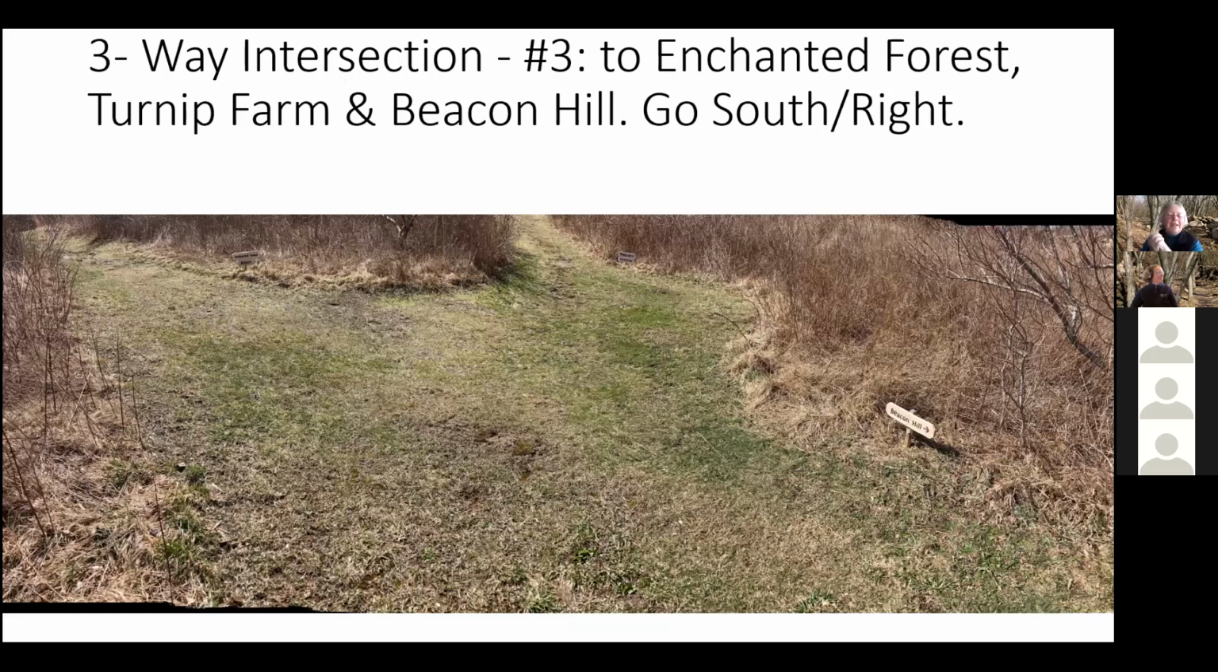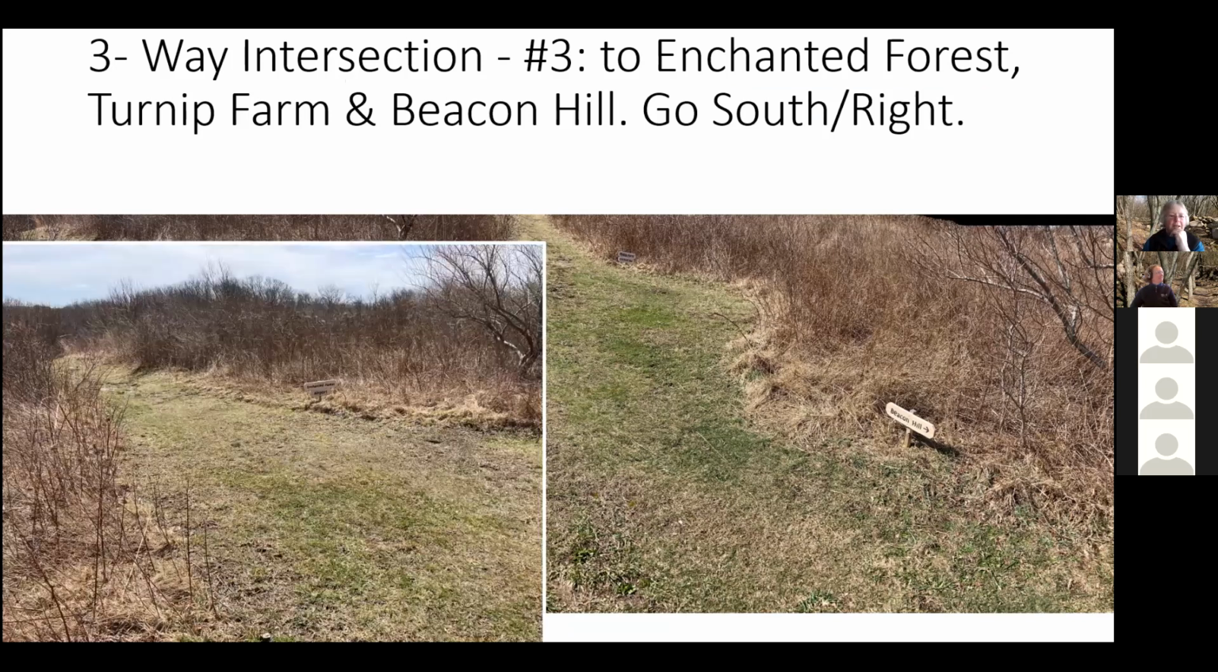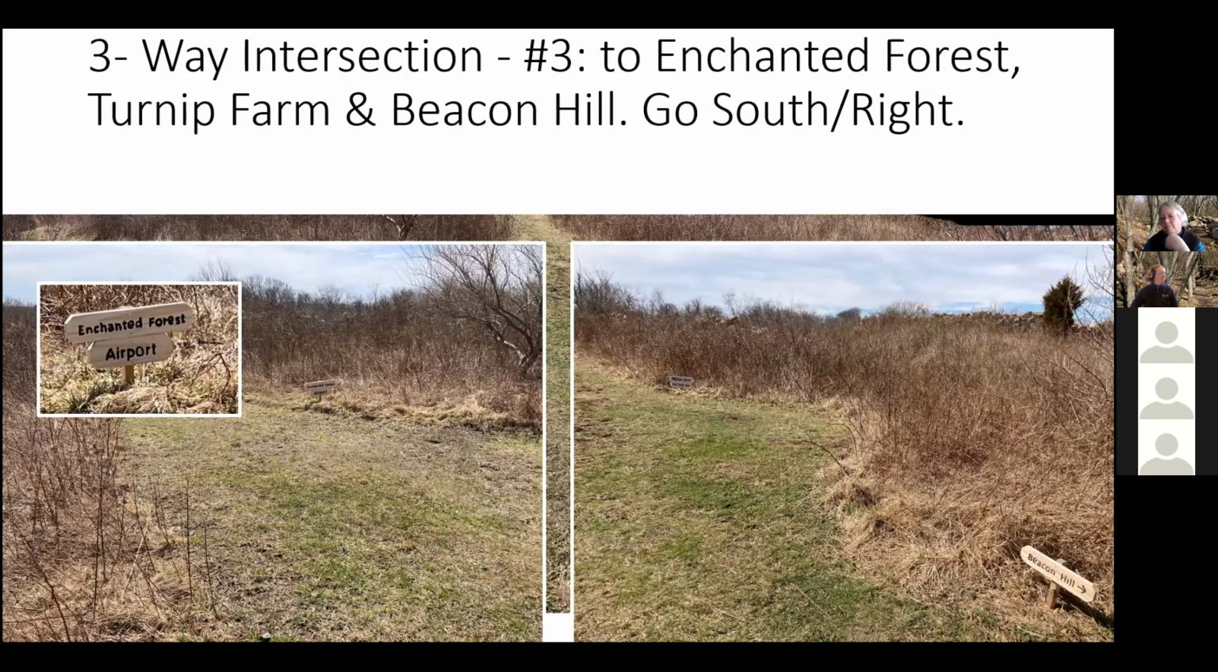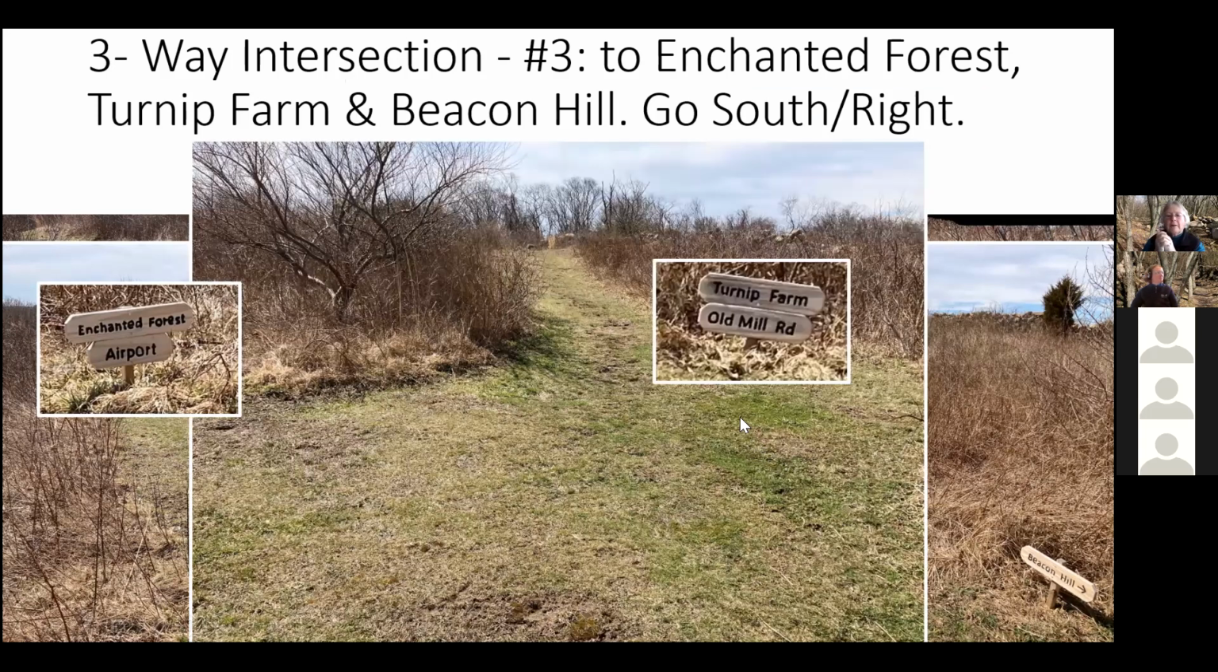So we keep going, and we come to intersection number 3. If we were to go left, you would take the trail down into the Enchanted Forest or towards the airport. The sign off to the right points to Beacon Hill. That's where we have just come from. And where we're going is straight, and the sign says to Turnip Farm and Old Mill Road. It's very, very well signed here. If you're going to Old Mill Road, you're not going to accidentally go the wrong place at this point. And as I say, just keep going right, you'll get there.